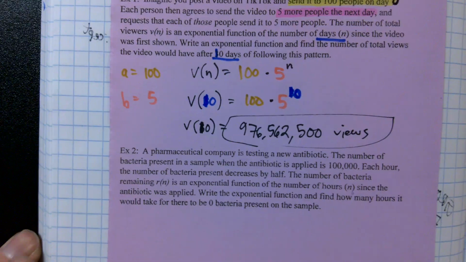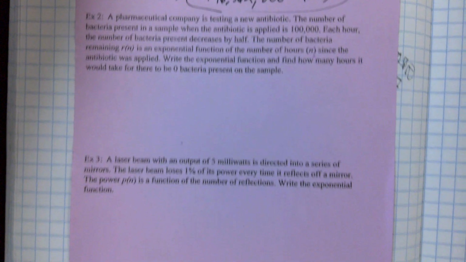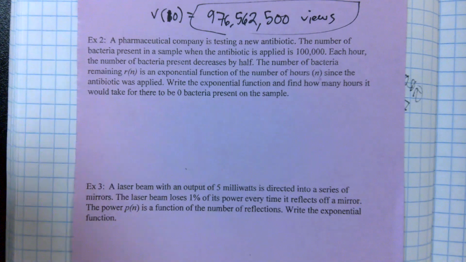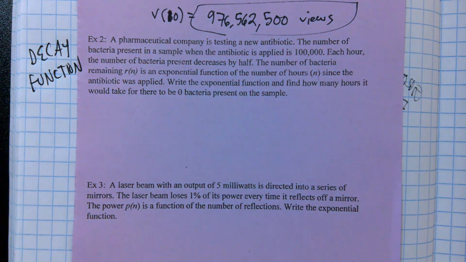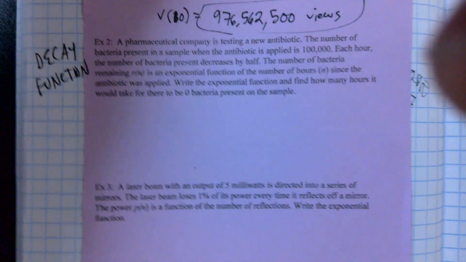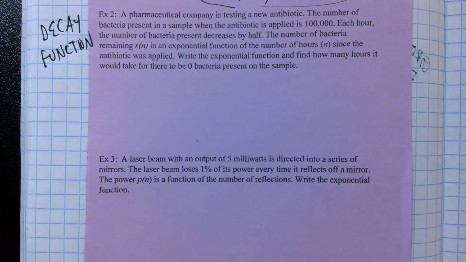Okay. We need to go through this second example because you're not going to be able to do the homework without it. Okay? This is called a decay function. Everybody write decay function. I said everybody write decay function, but I appreciate it. Okay, lock in for 3 minutes. Stop talking, lock in for 3 minutes.